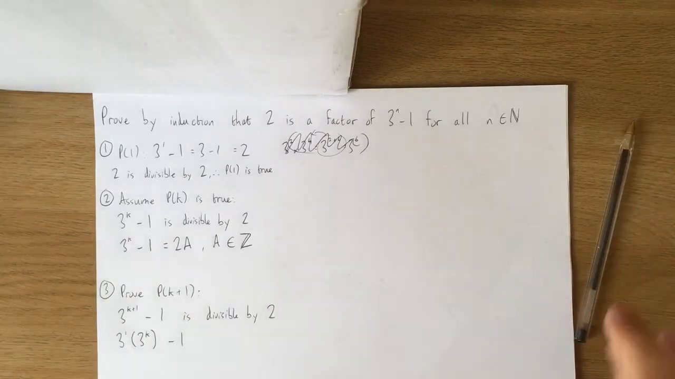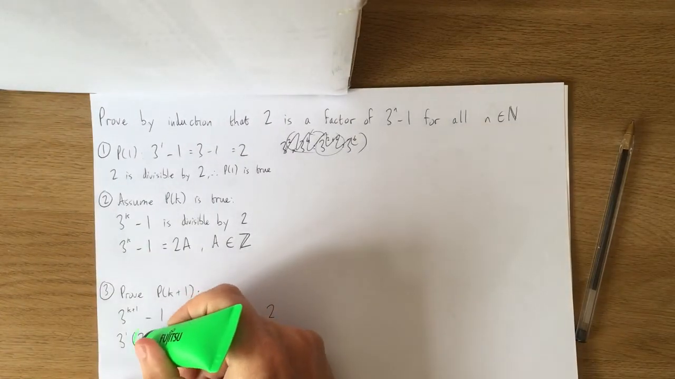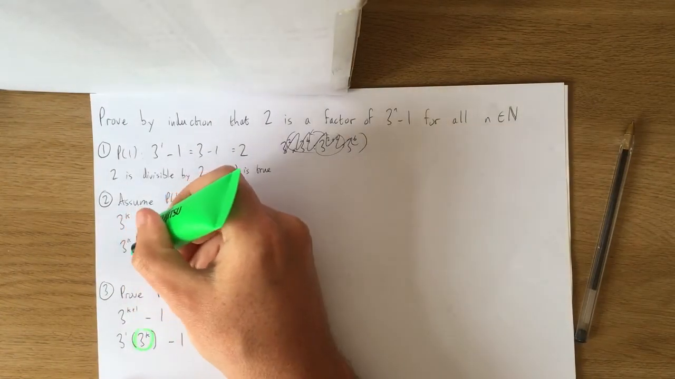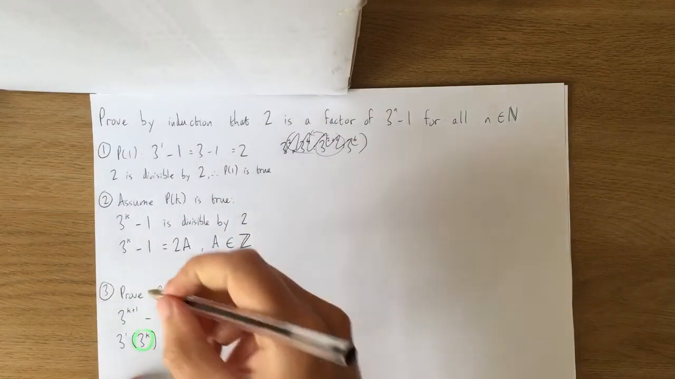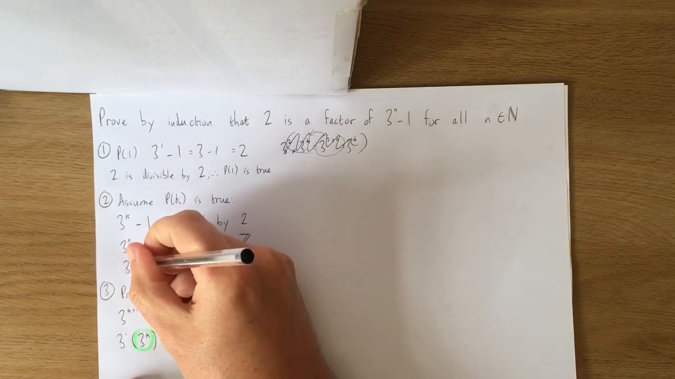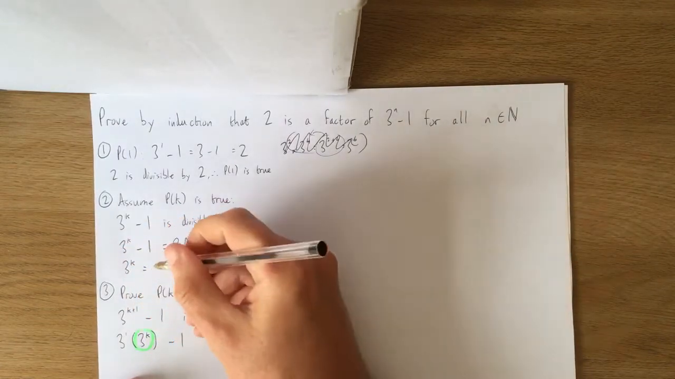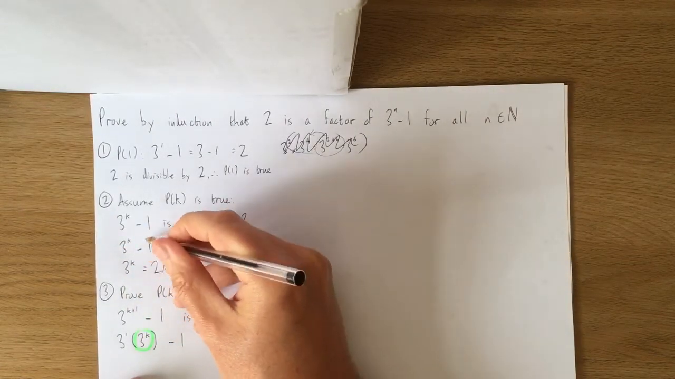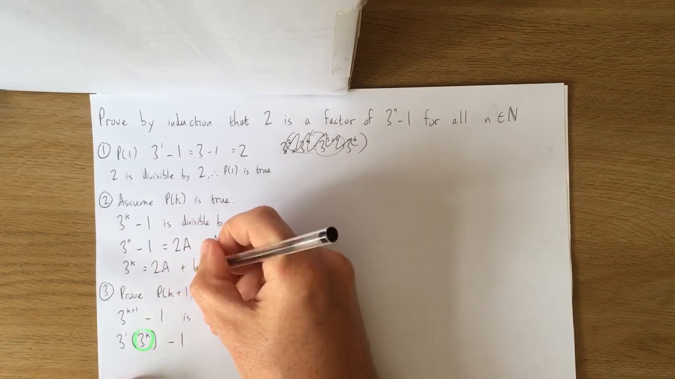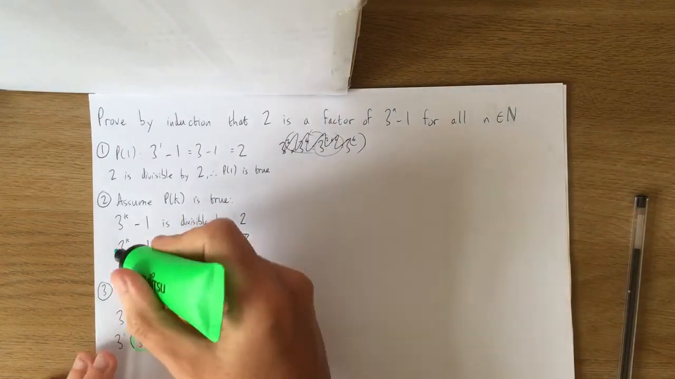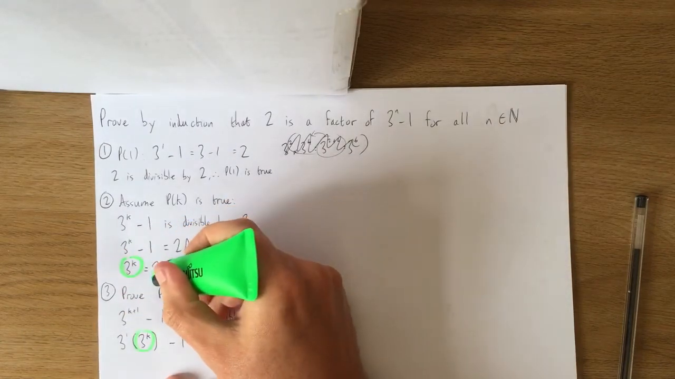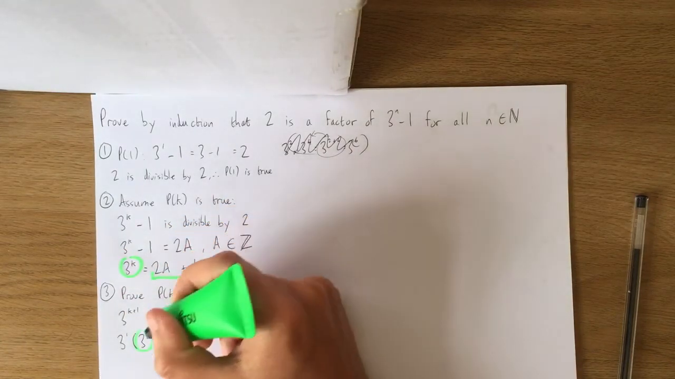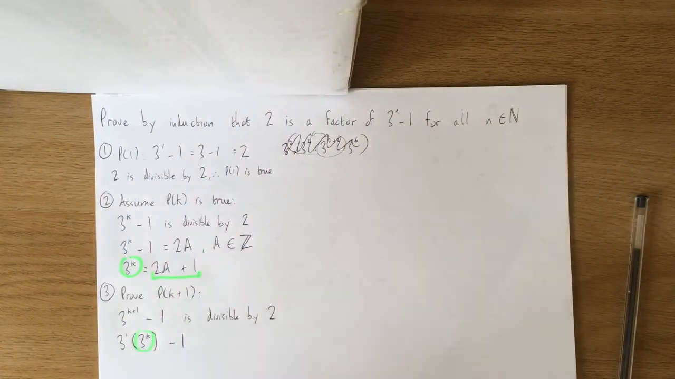So you've got your 3 to the k here. You've got your 3 to the k here, but it isn't on its own. It's not isolated. So you want to isolate that 3 to the power of k, get it on its own before you do your subbing in. So 3 to the k is equal to 2a. Bring the minus 1 over. It becomes plus 1. So now you have 3 to the k on its own. So you can sub this in for 3 to the k in this question.